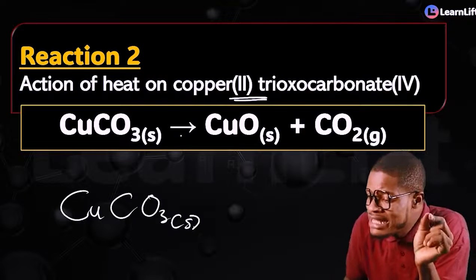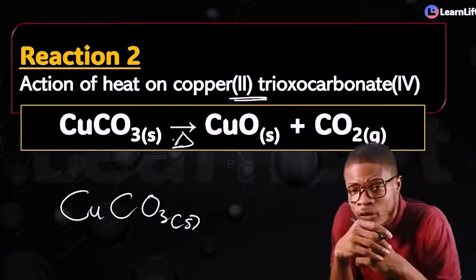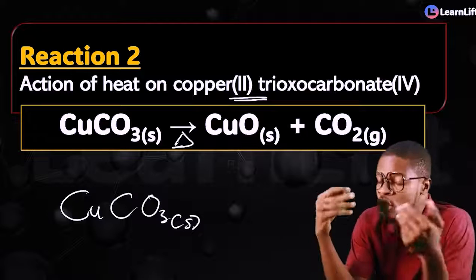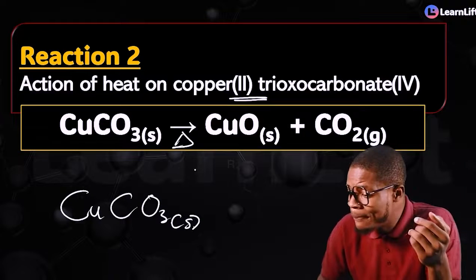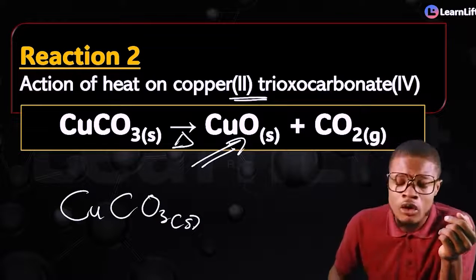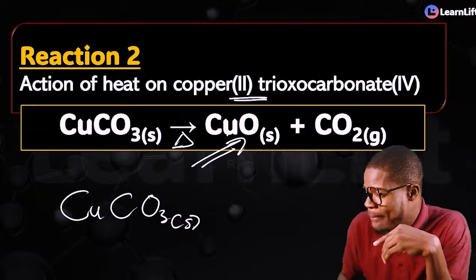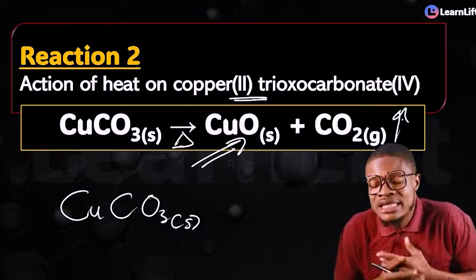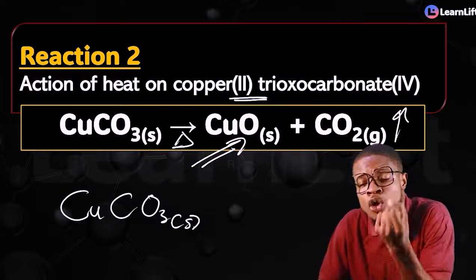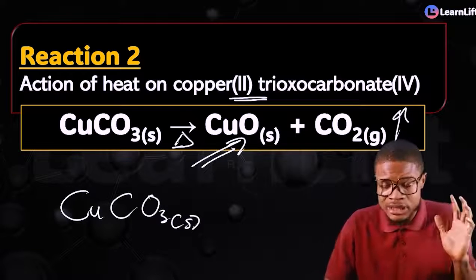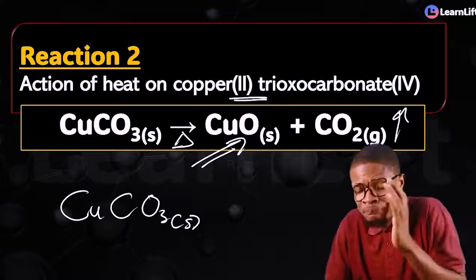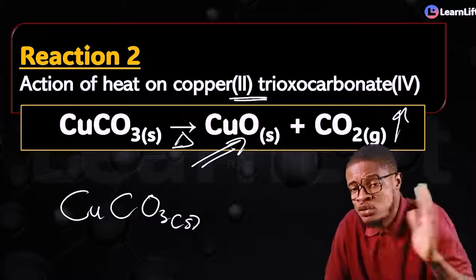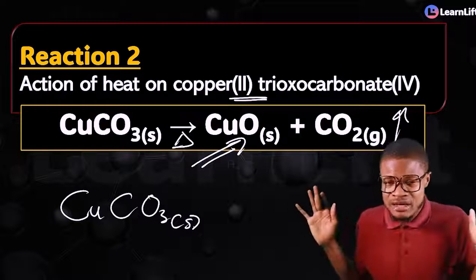When I apply heat to my copper(II) trioxocarbonate(IV), what is going to happen? It's going to decompose and give me a black sample of copper(II) oxide, and carbon(IV) oxide gas will be involved. What I'm interested in majorly is the black sample of copper(II) oxide. Pure sample of black copper(II) oxide. If I get that, I'm out of there.